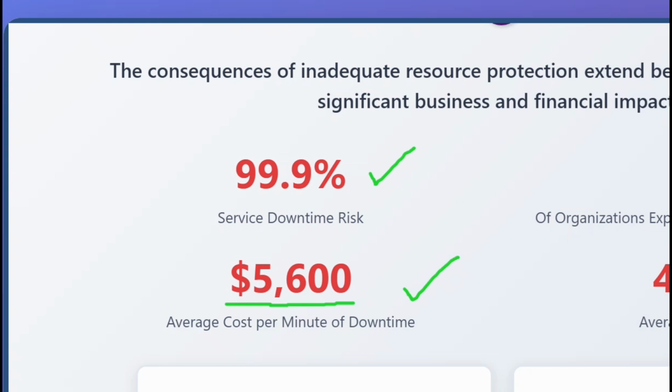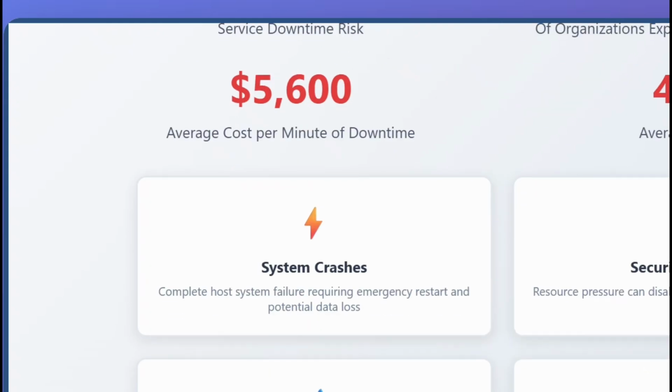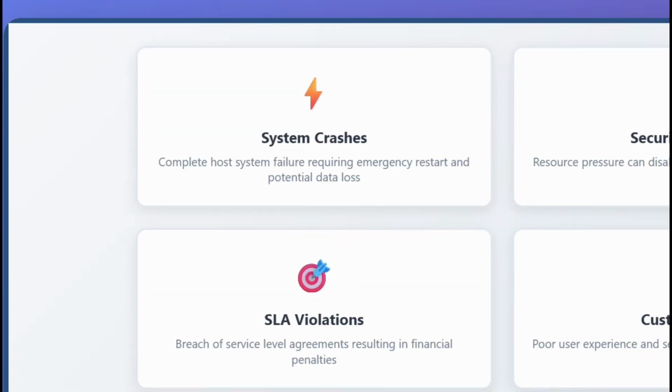And 4.2 hours average recovery time. Whatever effects we are seeing, the recovery is not happening instantly. It takes some time. On average, it takes around 4.5 hours to bounce back the services or whatever things were disrupted. So this statistic clearly states the impact on the business.